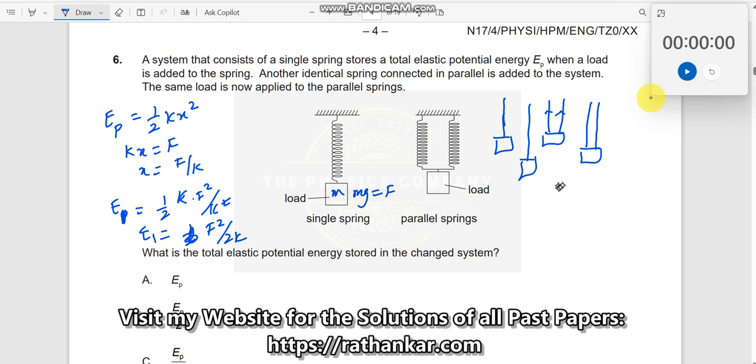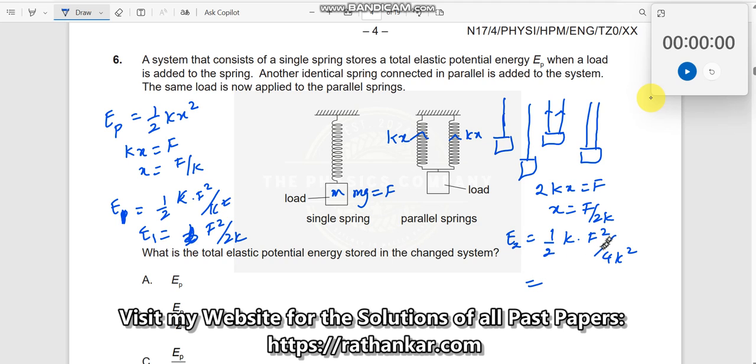Therefore, let us say this has an upward force kx, and this is supported by a force kx because the springs are identical. I can now say 2 times kx is equal to the load f, so x should be equal to f by 2k, right? Next, I'll find the E2 value, the energy in the second configuration, which should be half k into f square divided by 4k square. When I do this, what do I get here?